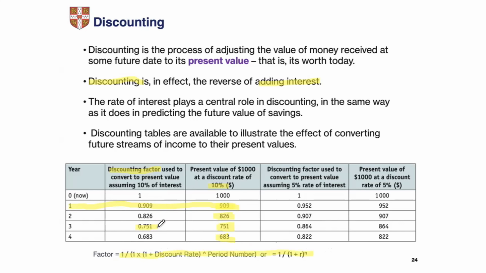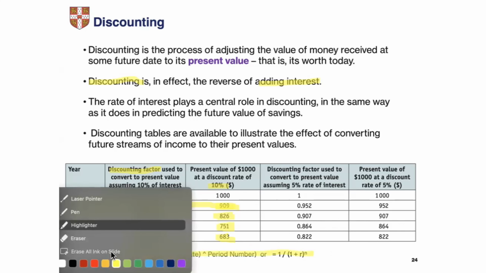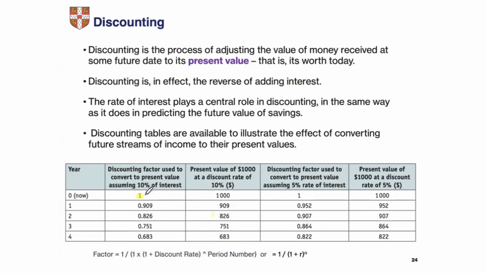But how do they come up with these discounting factors? I just wanted to demonstrate it. It is 1 divided by 1 plus R, where R is the interest rate, here 10%, to the power n, where n is the number of years. So if we want to know the discounting factor for 3 years, it is 1 divided by 1 plus the rate of interest or the rate of discount, which is 10%, bracket closes, to the power 3.